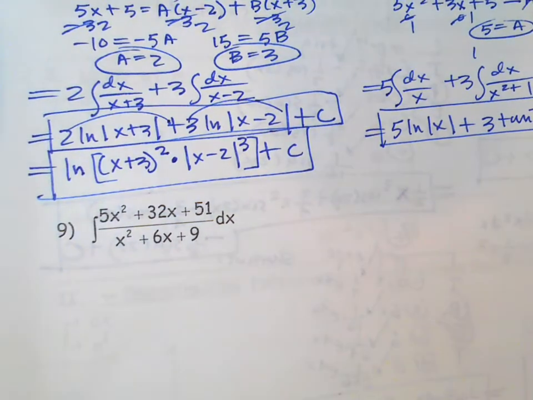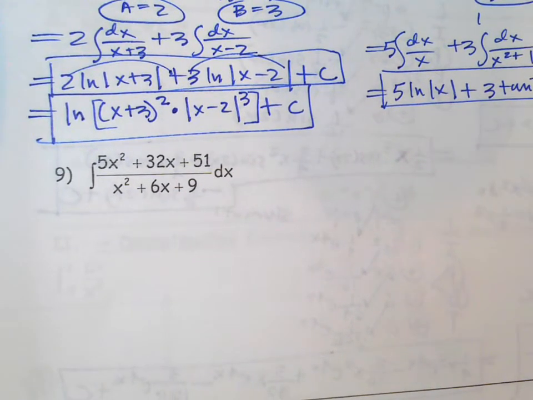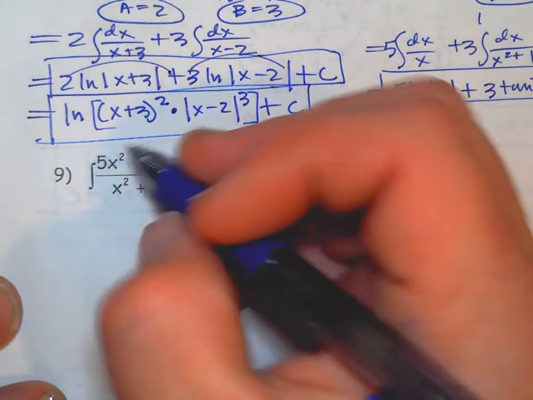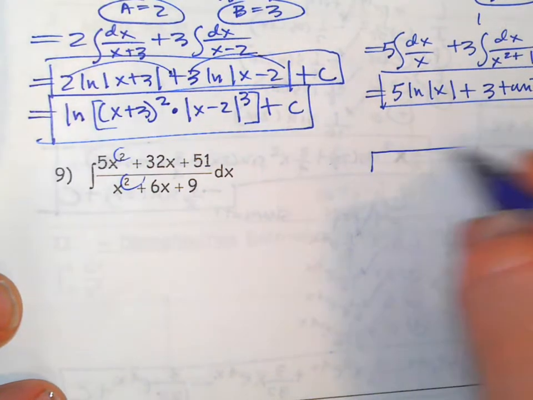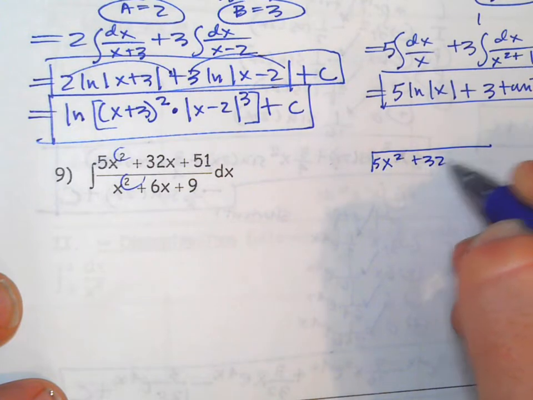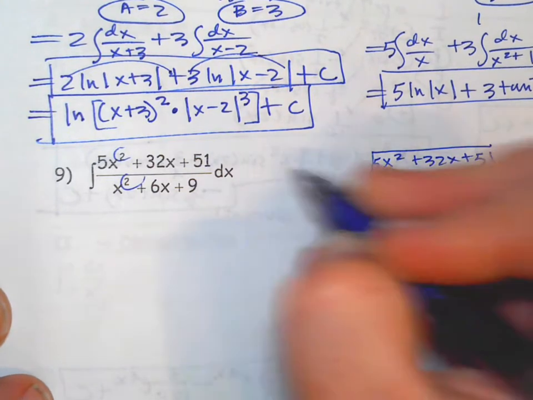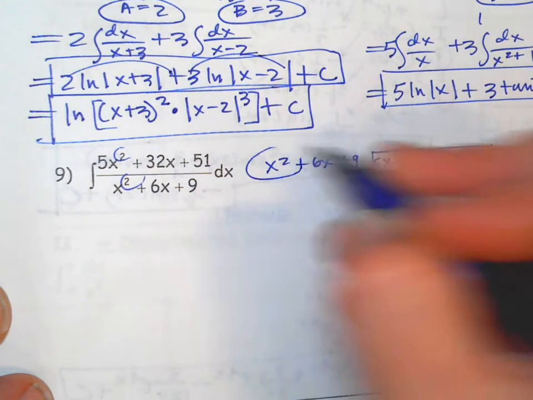Okay, next one. Next one, we can't do partial fractions because the degree of the top is equal to the bottom. It needs to be smaller than, not greater or equal. So we have to do long division. So long division is going to be 5x squared plus 32x plus 51 divided by x squared plus 6x plus 9. We're going to start with the first ones.